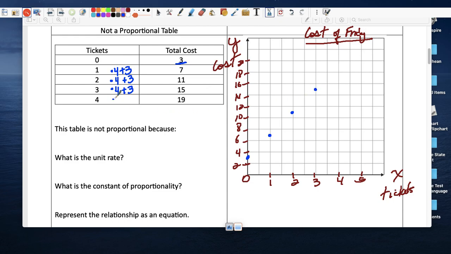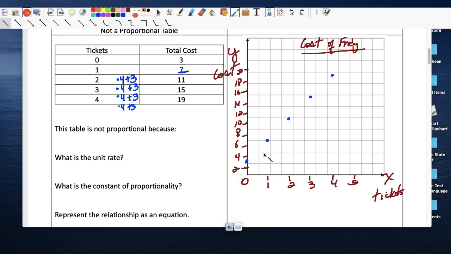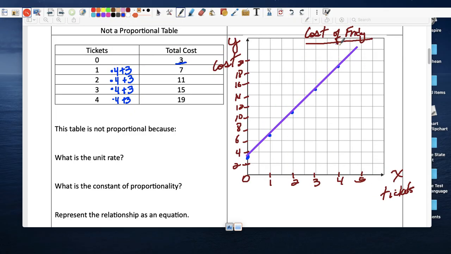4 times 4, and then I'm going to add 3, and that's going to give me 19. So notice that, and I forgot to mention something. I'm connecting the dots to show you what kind of line it forms. It shows that this is a straight line, right? But does it go through 0, 0? This table is not proportional because it does not go through the origin.